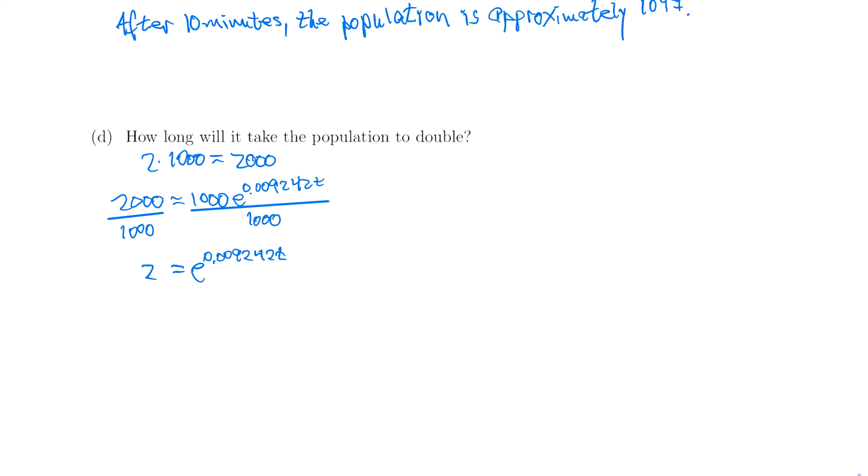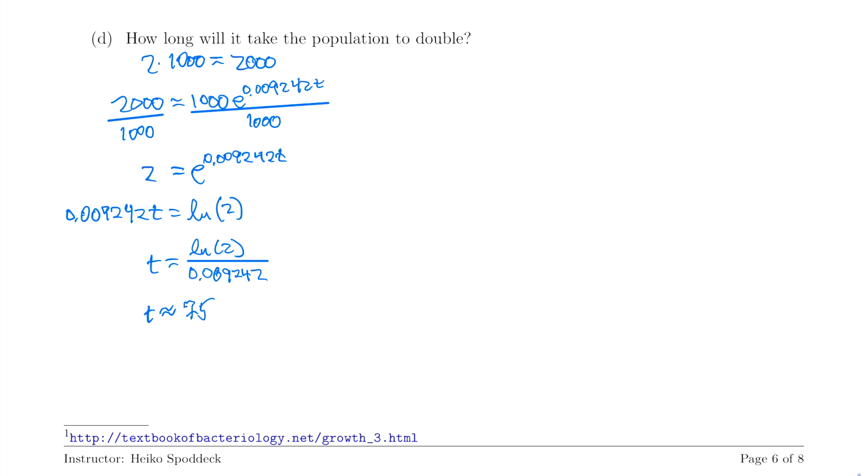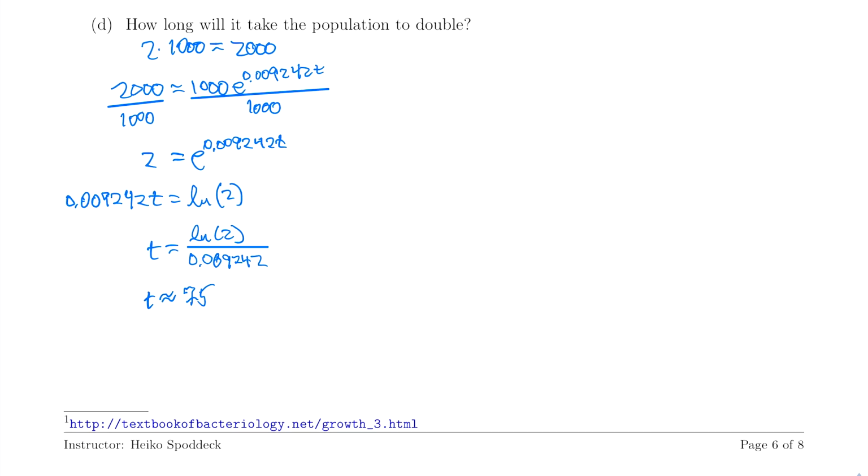Here we can say that our exponent is the same as our ln, because we have a base e. And then at the very end we simply divide by the factor in front of the t. So we get ln of 2 divided by our continuous growth factor. When we type that into our calculator, our answer is 75. What does that mean? That means that after 75 minutes the population has doubled.